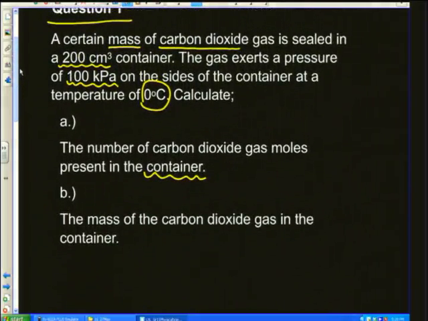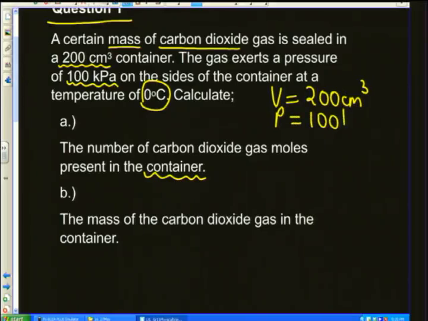Now, if you check on what is given to us, let me just list them on the side here. We are given the volume in which the gas is kept. The volume is 200 cubic centimeters. And we are also given the pressure that the gas is at. So pressure is 100 kilopascals.